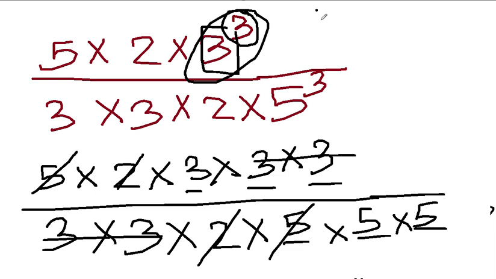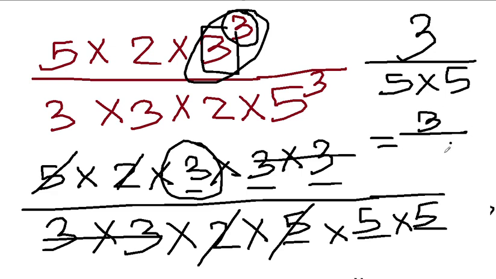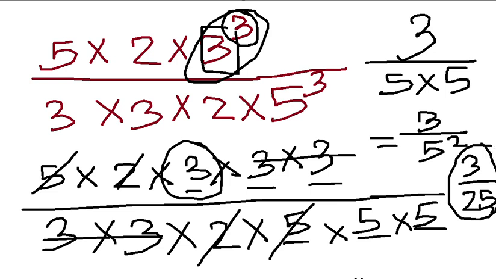Well, I need to cancel out 15. So what do I have at the numerator? I just have a 3. And as the denominator, what do I have? I have 5 times 5. So my final answer is going to be 3 over 5 squared, or you can definitely write that as 3 over 25, because 5 squared means 5 times 5, that is equal to 25. Okay, so this is how you work out an exponent sum.